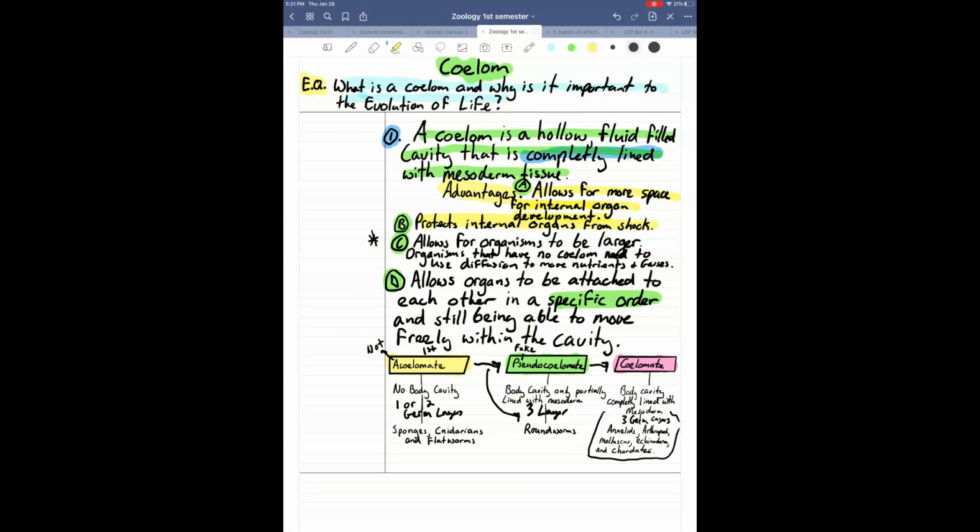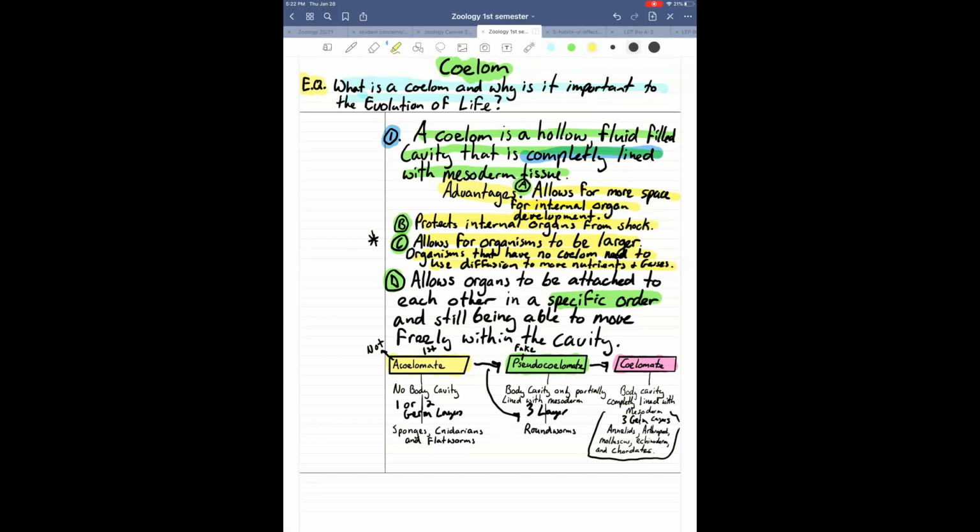A third thing it does is it allows for organisms to be larger. Okay, everything that we've been studying so far to this point is fairly small. So jellyfish, coral, anemones, sponges. Organisms that have no coelom need to use diffusion to move nutrients and gases throughout their body. So gases would be like oxygen and carbon dioxide getting out of their body. And diffusion, there's nothing wrong with that. It works well if you're a small organism, but there's a limit to how far diffusion works. How far, for example, oxygen can move via diffusion.